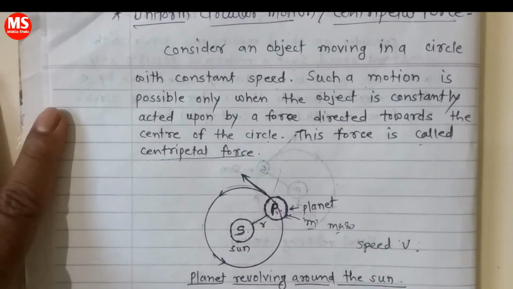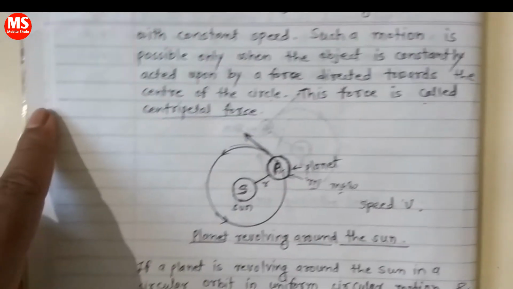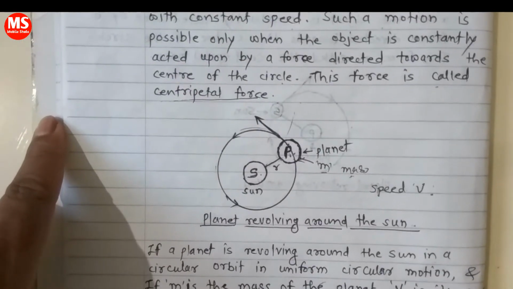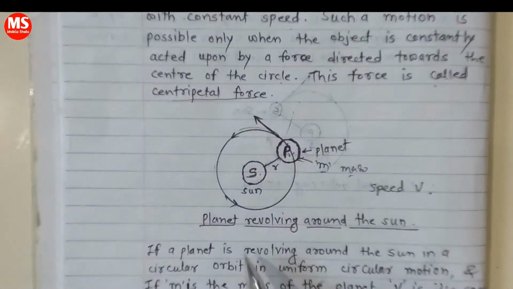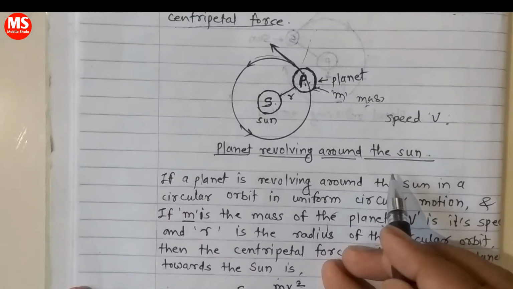That this force is called the centripetal force. Okay, so in this diagram we have seen a planet revolving around the sun. So see the condition.